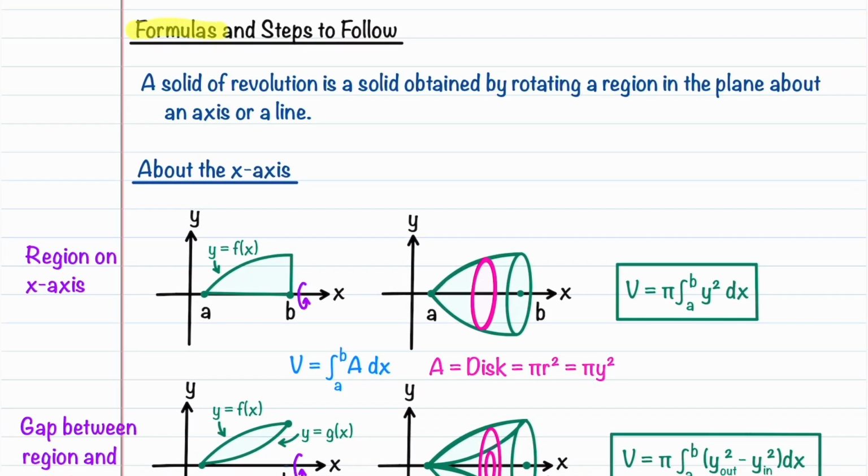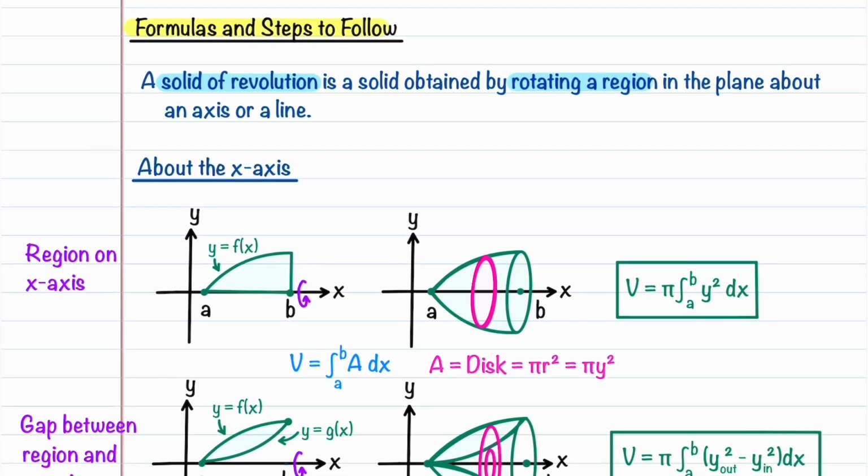Let's go over the formulas that you'll need to use to find the volume of a solid of revolution using disks or washers. A solid of revolution is a solid obtained by rotating a region in the plane about an axis or a line. We'll first go over the formulas for rotating a region about the x-axis.